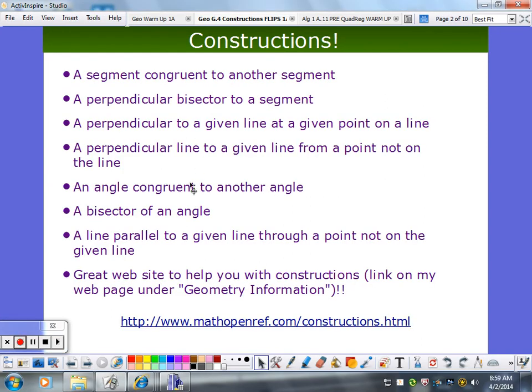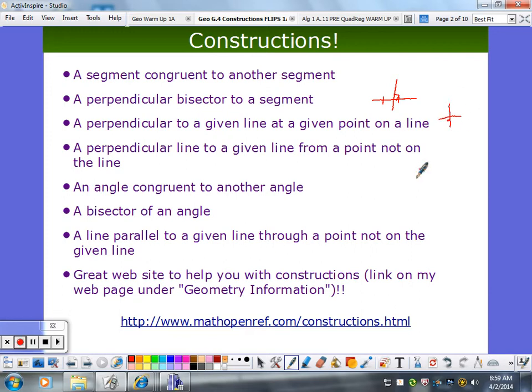There's all different kinds of things we're going to be working on. You can construct a segment congruent to another one. A perpendicular bisector. Remember what that is? If you have a segment, it both bisects it and makes it perpendicular. Perpendicular to a given line at a point on a line.